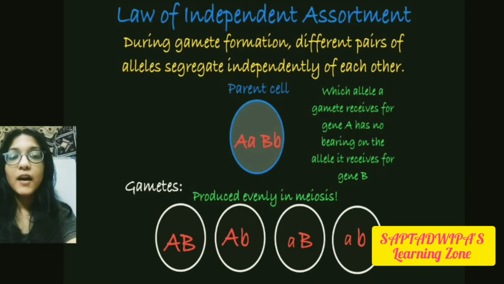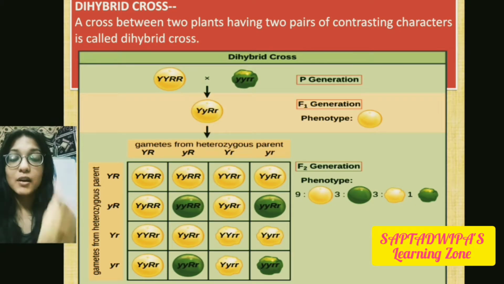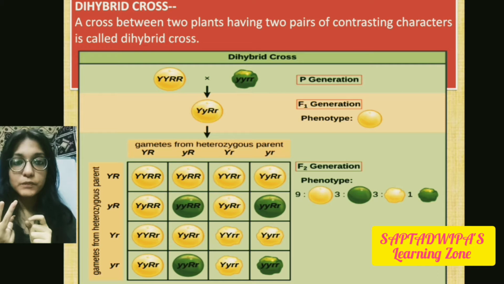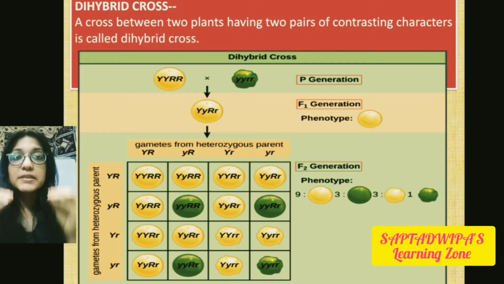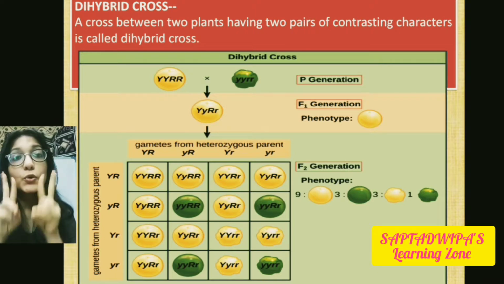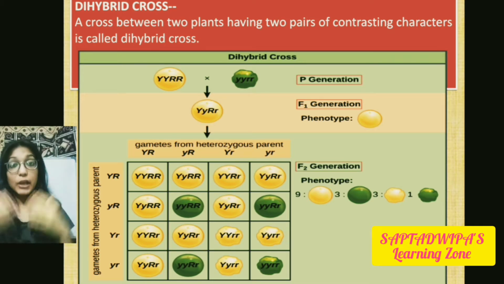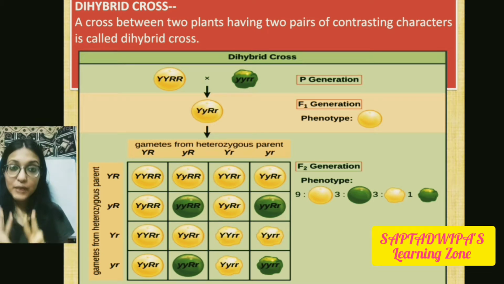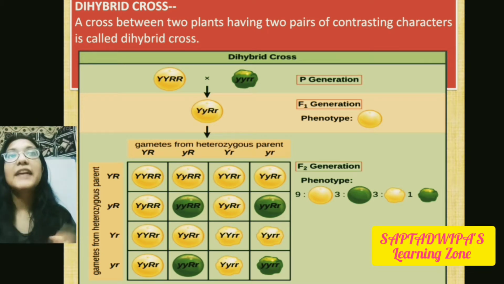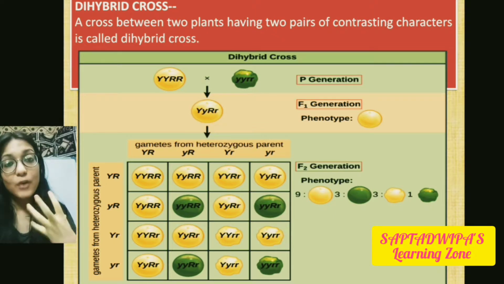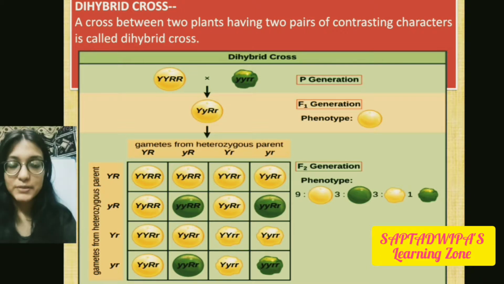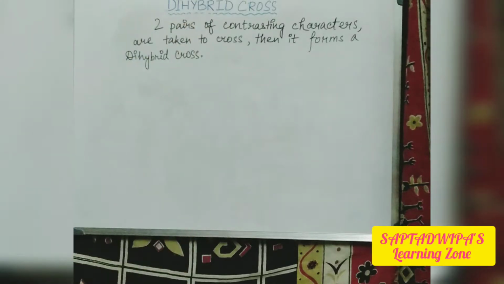Now, on the basis of this law, the cross we have is the dihybrid cross. The term di itself means two. So a dihybrid cross means the cross between two plants having two pairs of contrasting characters. Whenever two pairs of contrasting characters are involved and lead to the formation of gametes, or rather alleles, independently, that is nothing but a dihybrid cross.